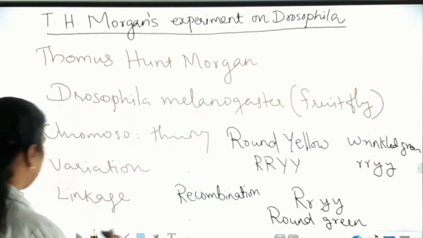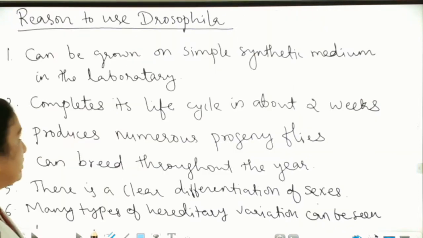Now we can see why he selected Drosophila melanogaster, or fruit fly, as the experimental material. What are the reasons for selecting Drosophila? The first reason: it can be grown on a simple synthetic medium in the laboratory. The second reason: it completes its life cycle in about 2 weeks. So within a short period of time, many generations can be raised, and it produces numerous progeny flies, and can breed throughout the year.